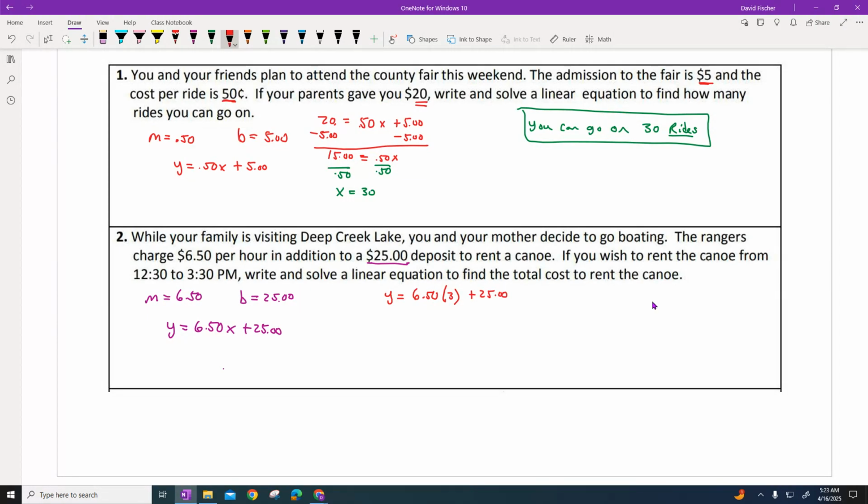So this is going to be a nice, quick, easy one. Gotta do multiplication and division first. No parentheses, no exponents. That's $19.50. I want to leave that number in my calculator because now I know I want to add $25 to that. And I'm getting $44.50.